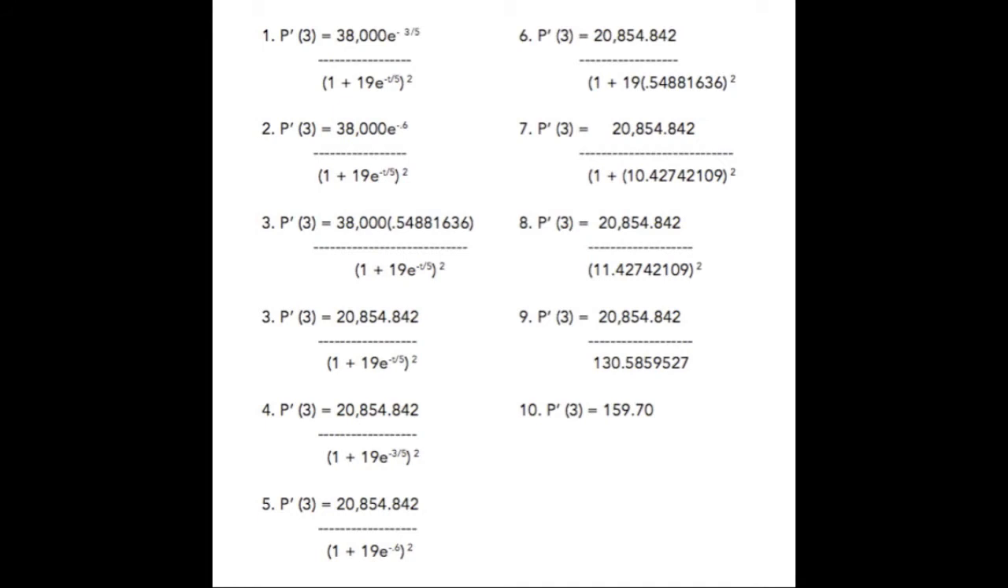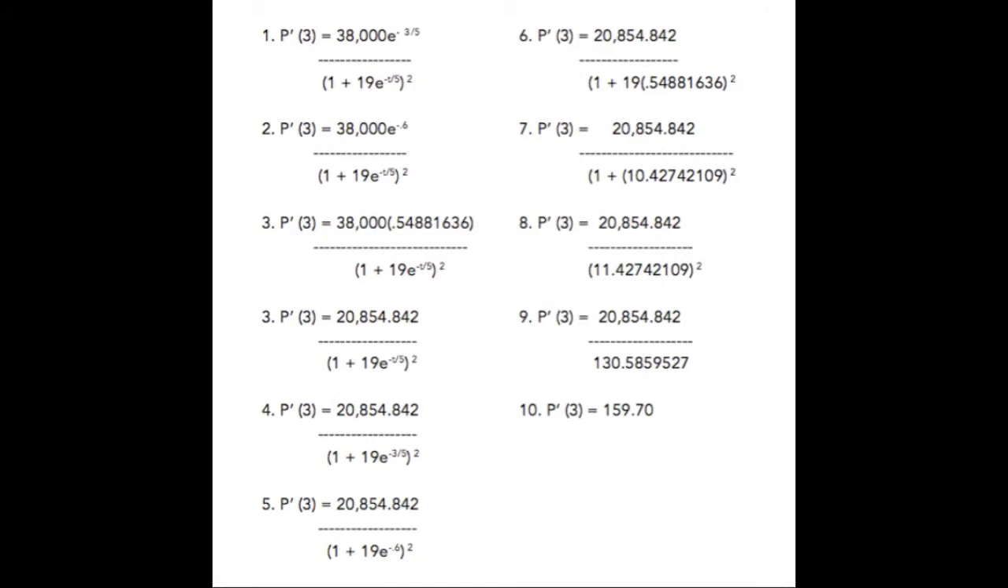Then you have to multiply your answer of the exponent of negative 0.6, which would give you 0.54881636, and that answer you multiply by 38,000, giving you an answer of 20,854.842. That answer you divide over 1 plus 19e to the power of negative t over 5, in parentheses to the power of 2.